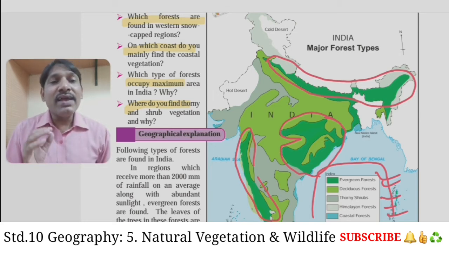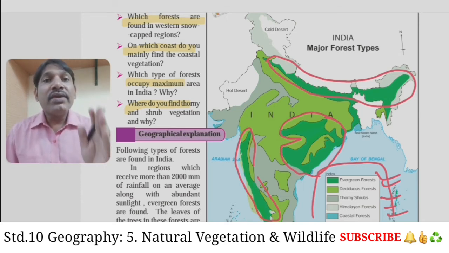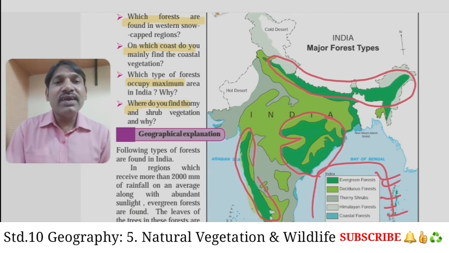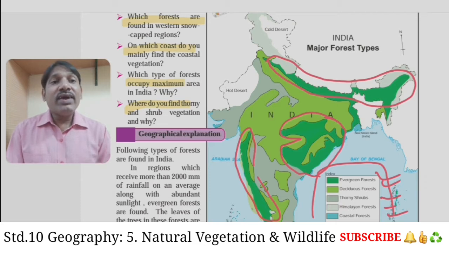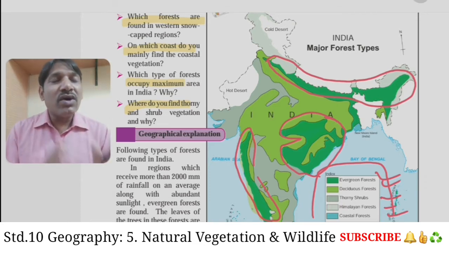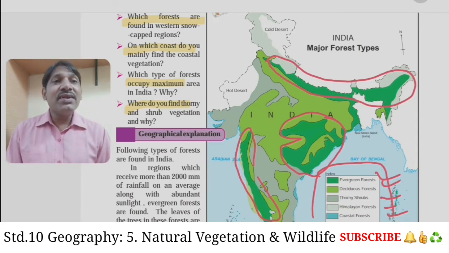Okay, students, why do we see evergreen forest here? Because these areas receive rainfall of more than 2000 millimeter, and because of that we see the evergreen forest here, where rain falls more than 2000 millimeter, as well as abundant sunlight is there. There we see the evergreen forest.